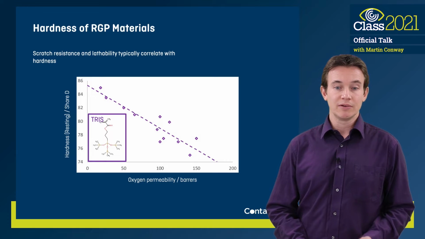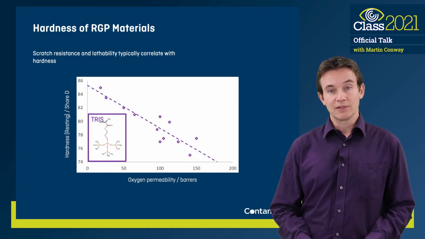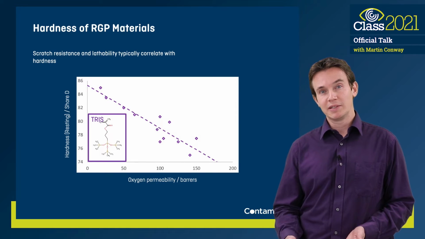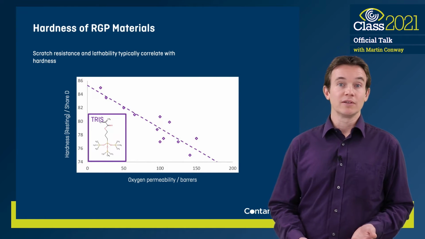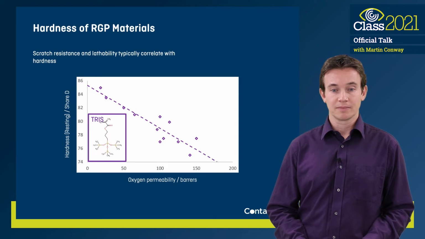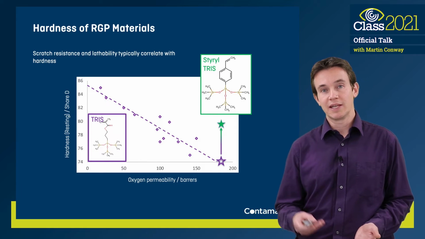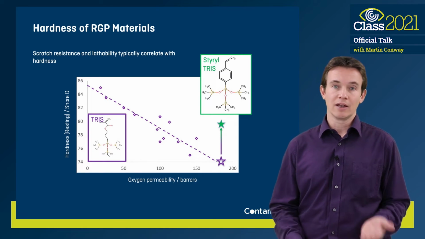Each of the materials shown on this graph contains tris to impart oxygen permeability. So as the tris content increases, the oxygen permeability tends to increase. But because tris is a flexible, floppy molecule, this comes at the cost of a lower hardness. But what about styryl tris? With styryl tris, we can start to break this link between hyper Dk and low hardness.